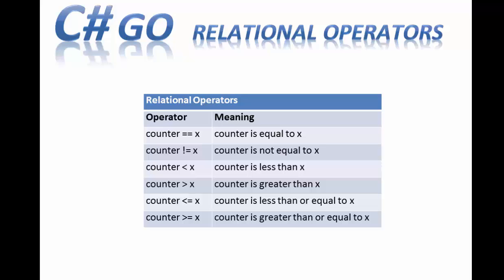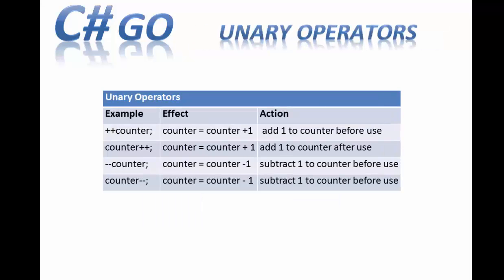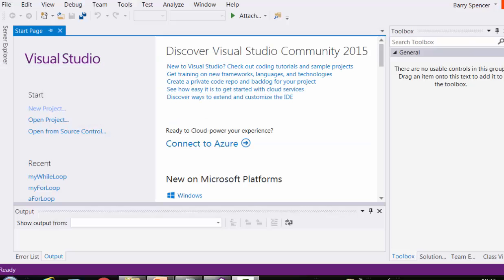Now you saw that we added 1 to our value for the counter, and we did this by saying counter plus plus, and these are the unary operators that we use. There are two examples here for adding and subtracting. The difference between them is that plus plus counter will add 1 to the counter before it's used, whereas counter plus plus will add 1 to the counter after it's been used. And you can see here I've got in the middle column the effect of what that is actually doing. Okay, so let's move on to an actual example.